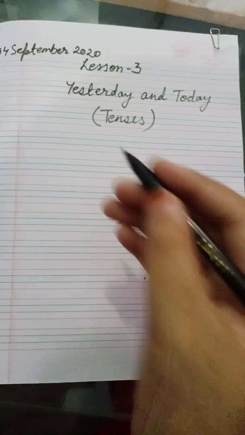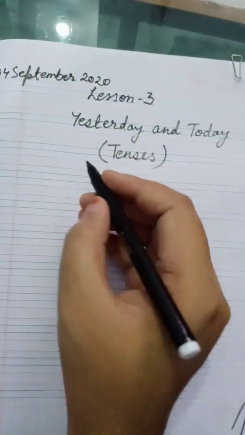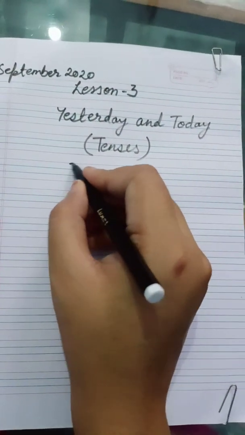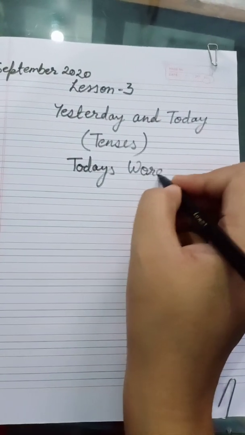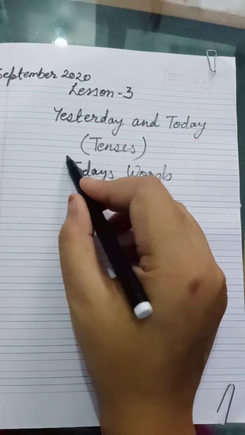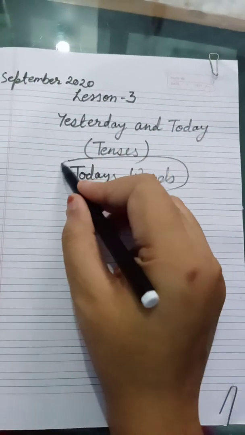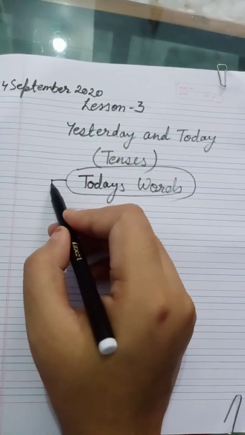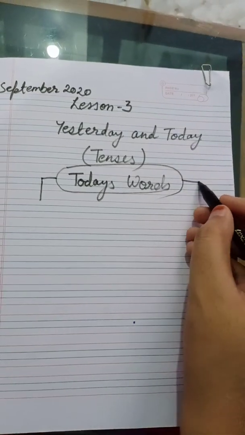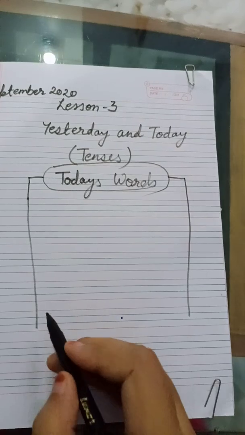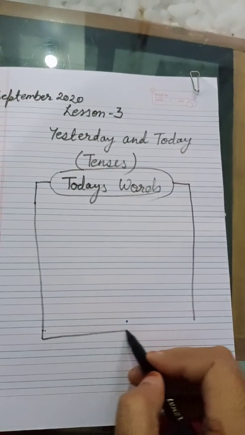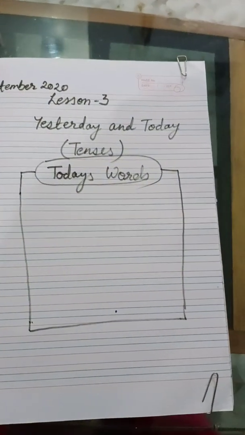So write here today's words. Some words we will write here. Today's words, the words which we use for present action. So here we will make a box, and in the box we will write today's words. Make a box like this. You will use a scale to draw the lines. You will not draw like me.